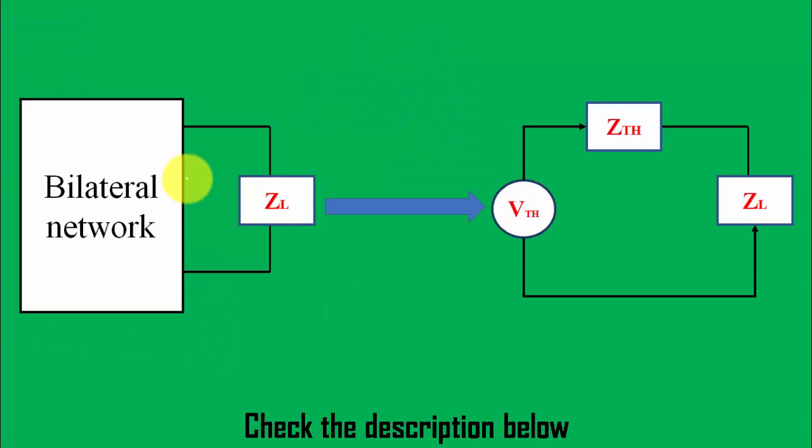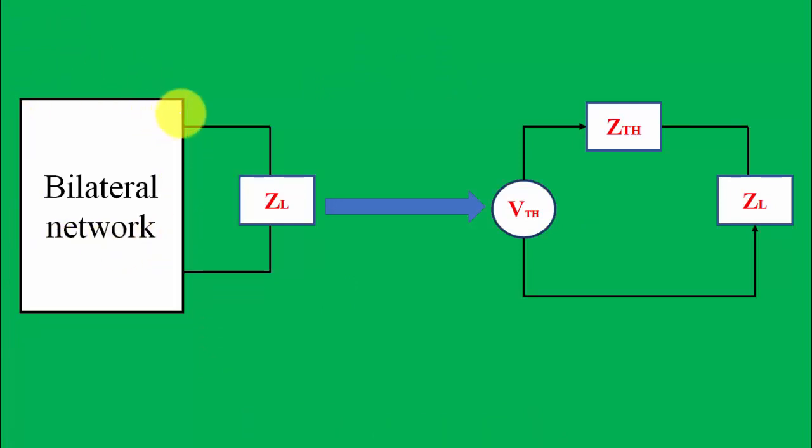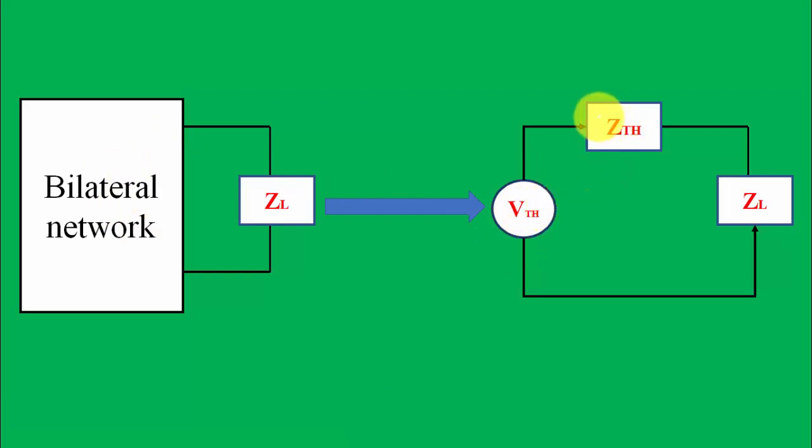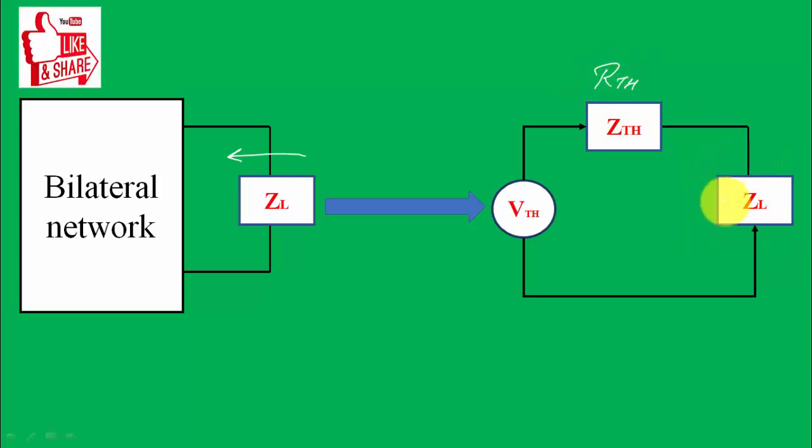Please go through it. Let me consider a bilateral network consisting of n number of voltage sources, n number of current sources and passive elements. All those things you can replace by a single voltage source, which you are going to call Thevenin's voltage source, and a single impedance looking from the load end. That impedance you are going to call Thevenin's impedance or Thevenin's resistance, and in series to this you will be connecting a load impedance.